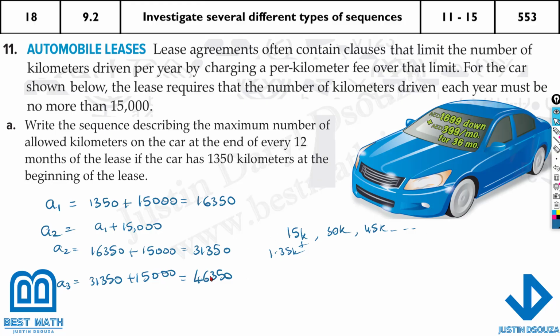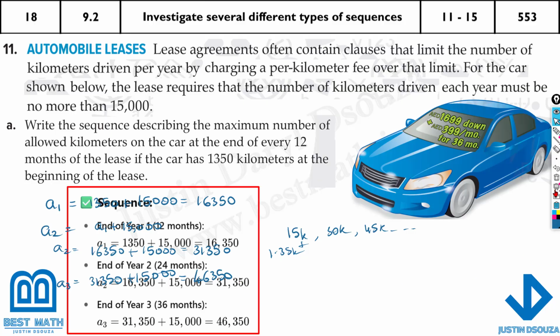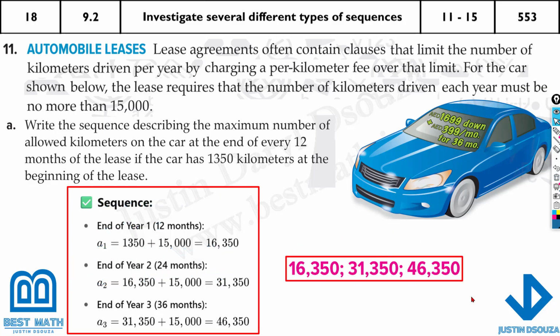That is the maximum kilometers in 3 years. So here we go, and these are the 3 terms. If they ask you for more number of years, just keep on adding 15,000 to the previous term, because 15,000 is the maximum limit in 1 year.